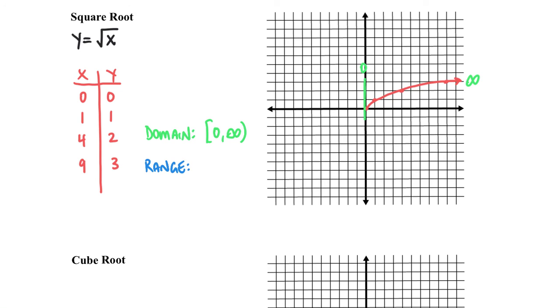Same thing with the range. This has a bottom. The bottom is at 0, and this goes forever upwards. It looks like it's going to level out, but it doesn't. It will continue getting bigger. So the range is 0 to infinity also. So this has the same domain and range. Remember, the domain and range will change if I move this function around, but the parent function has this type of domain and range.